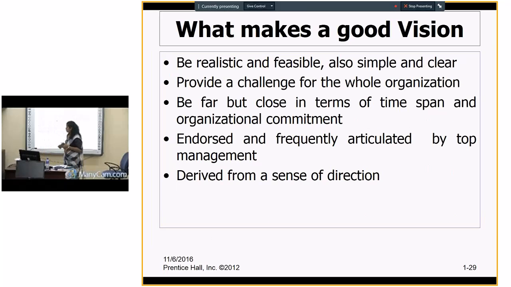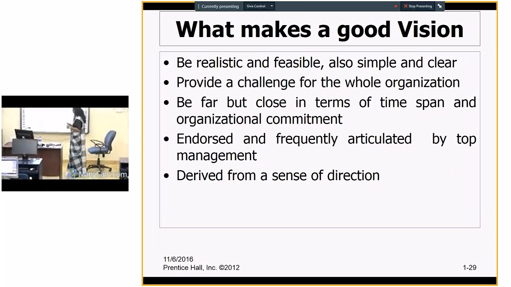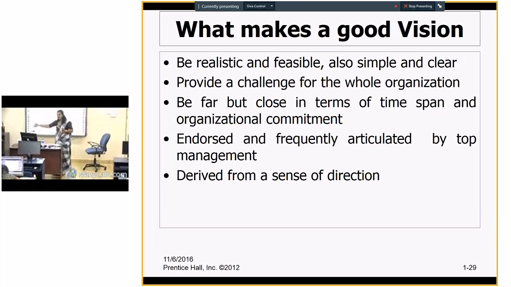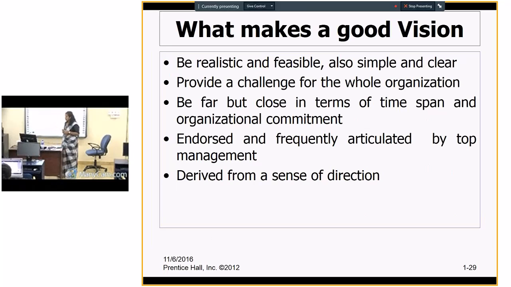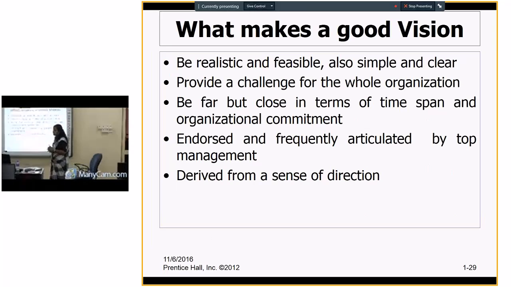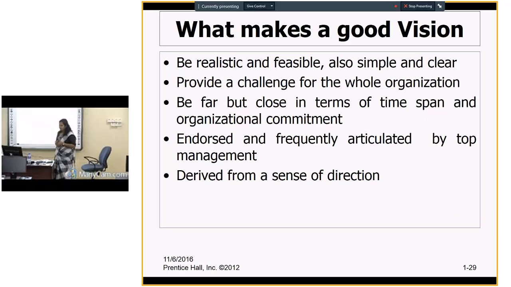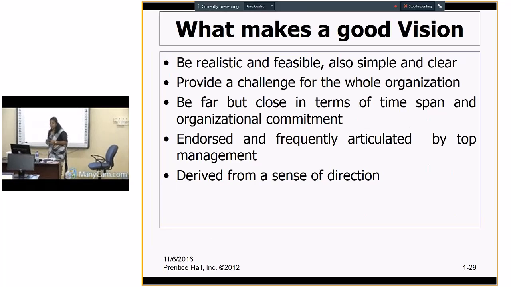Yes, what makes a good vision? As we discussed for the mission statement, the vision also should be realistic, feasible, simple and clear. There are some companies whose vision even the board of directors might not know. Therefore, vision should be realistic and feasible, and also in a simple manner, clear, understandable. But it should be challenging. If it is looking to the future, it should definitely challenge the whole organization, and be far but close in terms of time span and organizational commitment. Although it is long term, there should be good commitment from the organization's employees.